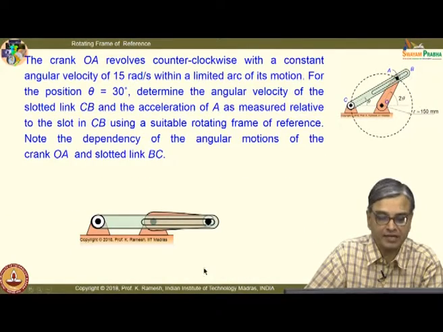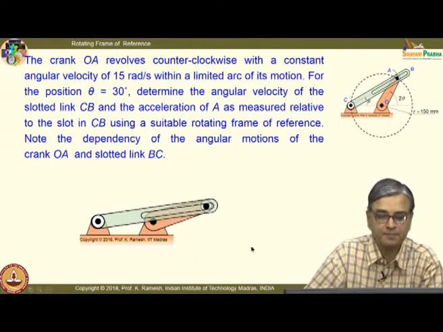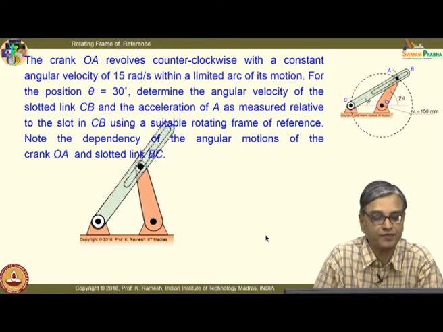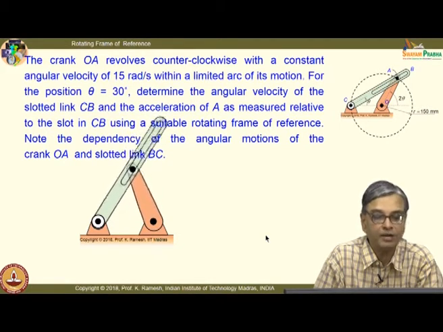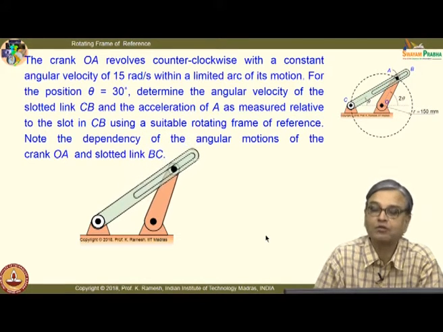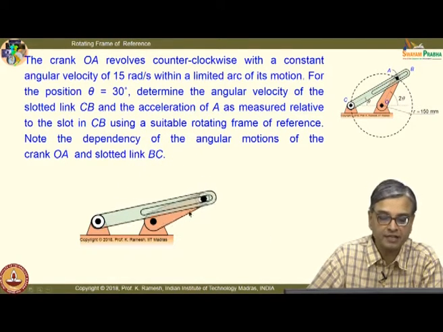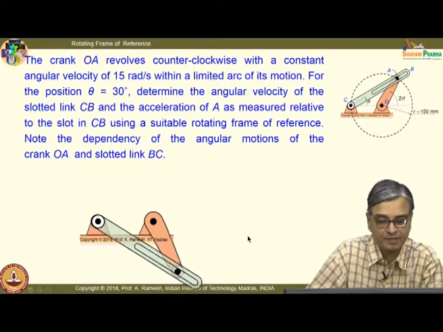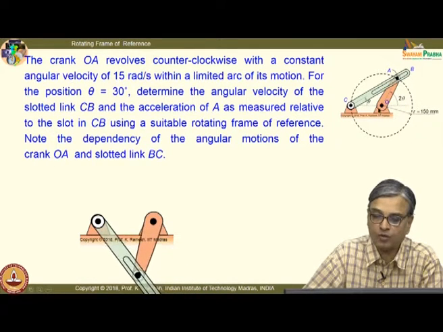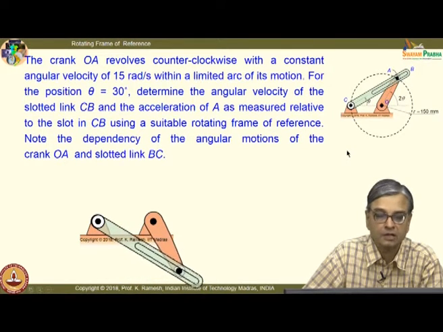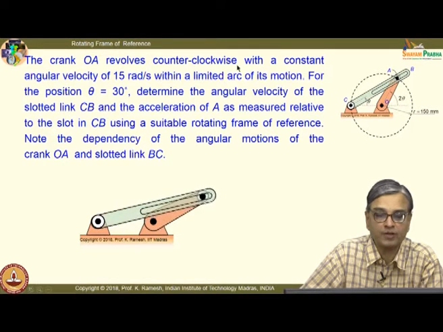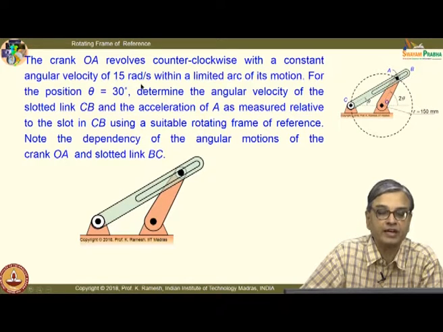Let us take up a very interesting problem. It is simple enough. At the same time, one can learn many aspects of the rotating frame of reference by looking at this. If I allow the crank to rotate, it can have a complete sweep like this, and you have a crank OA, you have a slotted member CB, and the crank OA revolves counterclockwise with a constant angular velocity of 15 radians per second.